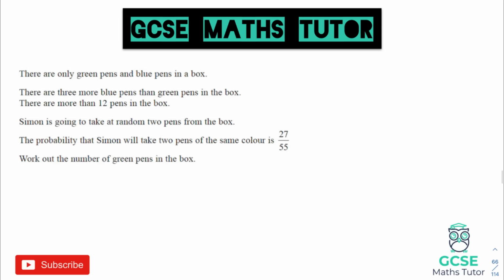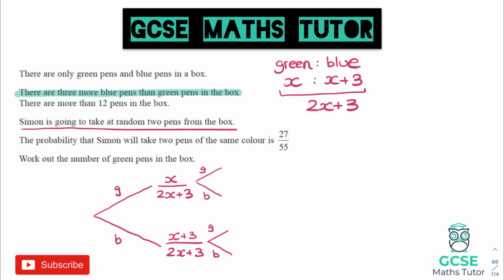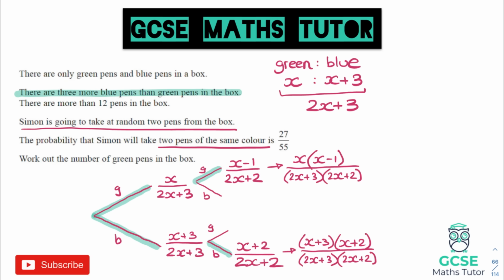If you have some slightly more complex questions with equations, you just need to make sure you read the question very carefully, see if you can write an expression. So here it says there are 3 more blue than green, but doesn't tell us how many there are. So green was x and blue was x plus 3. That gives you a total of 2x plus 3, which you could then put onto your probability tree, and obviously subtracting 1 for the branches where you've gone across.